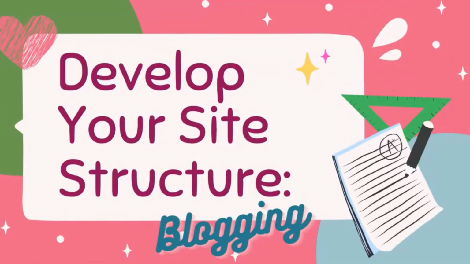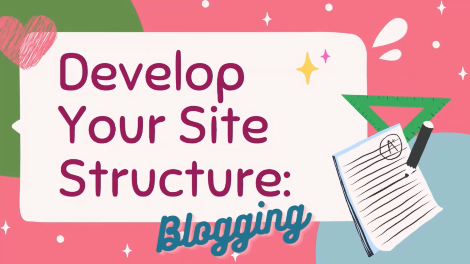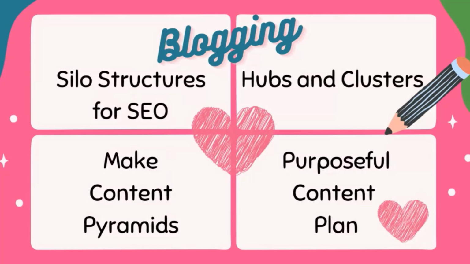So now we're going to go right into site structure for your blog and for your content, and why this matters again. So silo structures give you SEO. We're going to look at hubs and clusters. We're going to make content pyramids, and we're going to see how all of these in combination, or whether you choose one that works best, is going to give you a purposeful content plan. That's the beauty of learning these. They all lead you straight down a path to a beautiful, easy to follow content path or content plan that you can use.